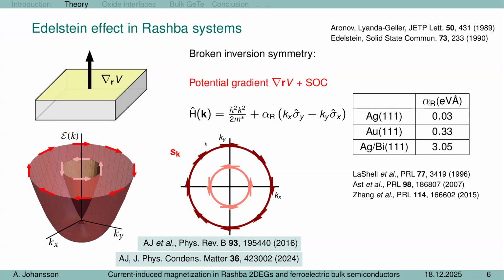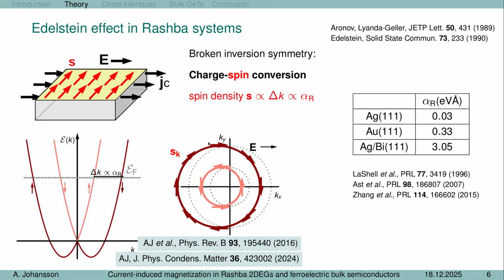Now we apply an electric field. This leads again to a reoccupation of states. We have more states occupied here than here. And this means we generate a finite spin density perpendicular to our electric field in the plane of our two-dimensional electron gas. And this is the Edelstein effect.